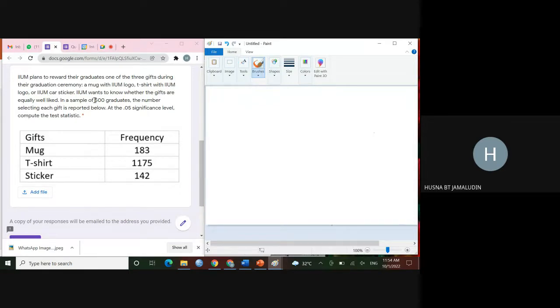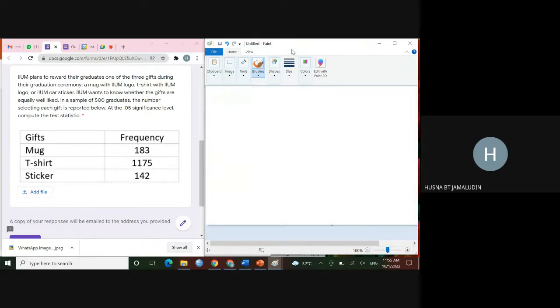IIUM wants to know whether the 3 gifts are equally well liked. That means if we offer these 3 gifts, will students prefer them equally? Or maybe everyone just wants the IIUM sticker and the mug, and maybe no one is interested in the T-shirt, I don't know. So the university conducted a study, in a sample of 500 graduates.